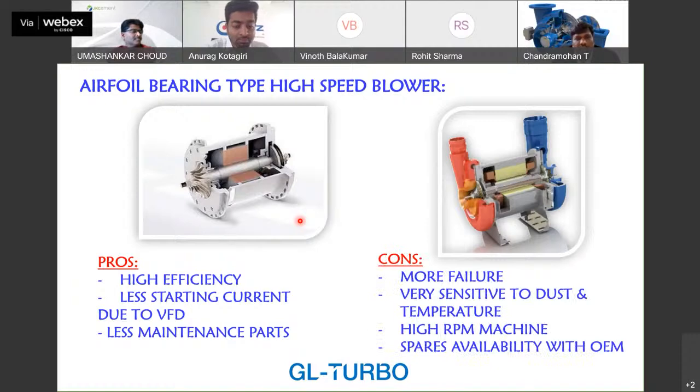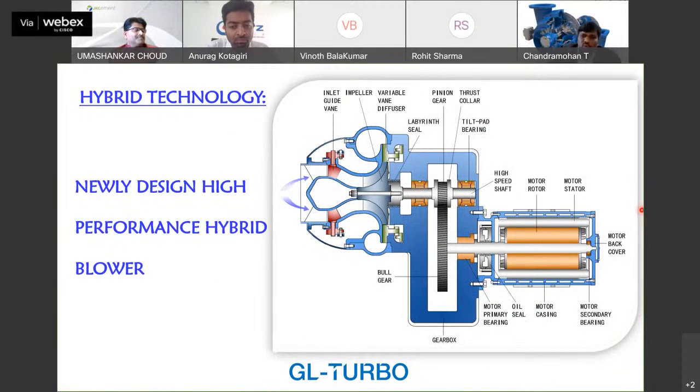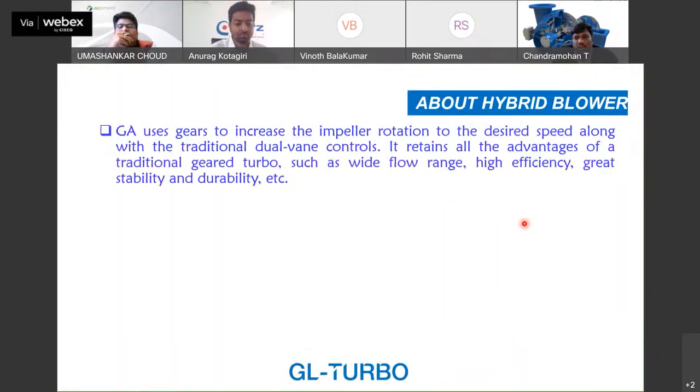Anyway, coming back to this particular technology, I wanted to tell you this. As of now, a lot of cement plants are using this high-speed blower technology. This technology has the advantage of high efficiency and less starting current. At the same time, a lot of failures are faced by cement plants, especially because of dust and other things. To avoid that, we have introduced a new hybrid technology, because whatever I've explained in the past is about the geared machine. In place of the induction motor, we have used a PM motor, which will run at a little higher RPM, but still not equivalent to the RPM of the high speed technology.